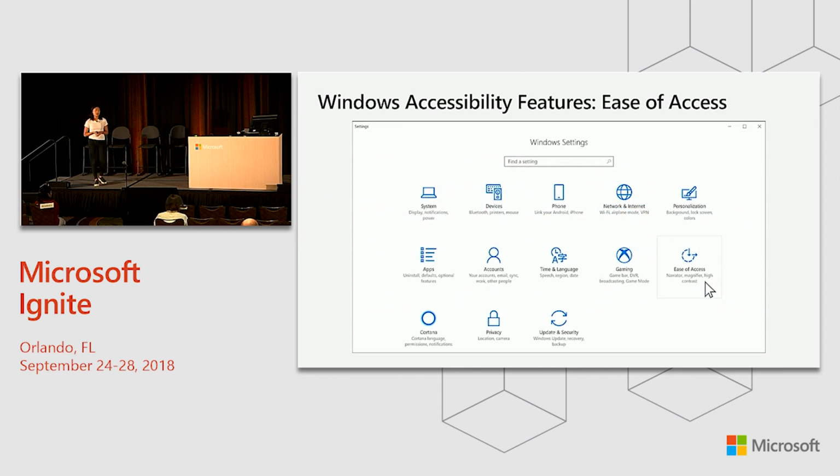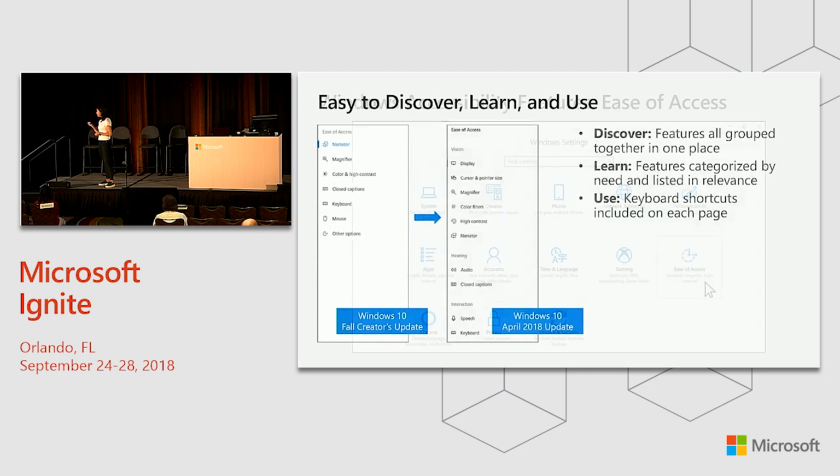Before we jump in, though, I do want to ground you all in where these features are. We're going to walk through a lot of settings and a lot of tools today, and a lot of them are going to be right within Ease of Access. So you go into Settings, and then you open up Ease of Access. You can click on it directly, or if you are a screen reader user, you can tab through it. It's an accessible experience. And that's where a lot of these features are going to live.